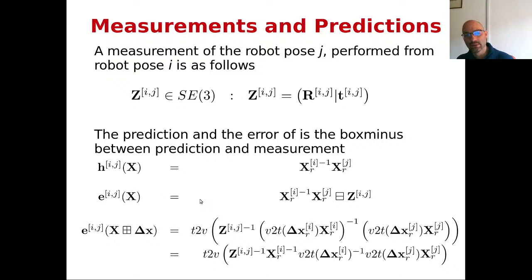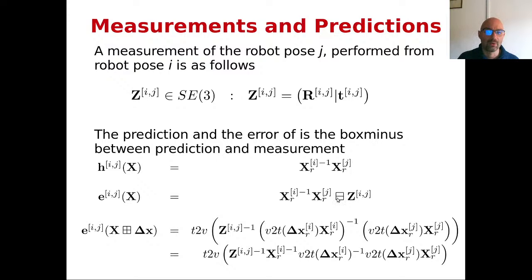Having the error position, like the measurement, z is the measurement, the error is just the difference between the prediction and the observation. But given that we lie on a manifold space, in our case, the difference will have to be computed as a box minus.